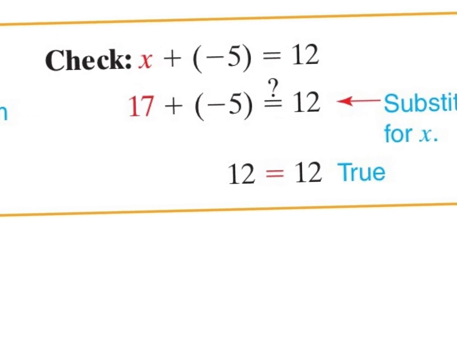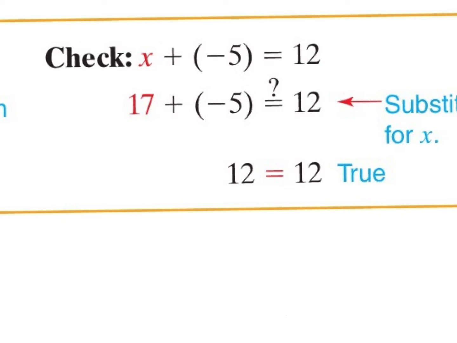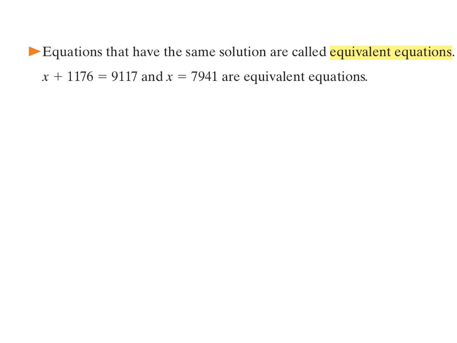And then we can check our answer. 17 plus -5 would be 12. Kind of like if you had $17 and you spent $5, you would still have $12. And at the very bottom of the page, they talk about this again. They already mentioned it earlier, but equivalent equations have the same solution. So when we take an equation and we solve it, if we solved it correctly, the original equation and our answer would be equivalent equations.